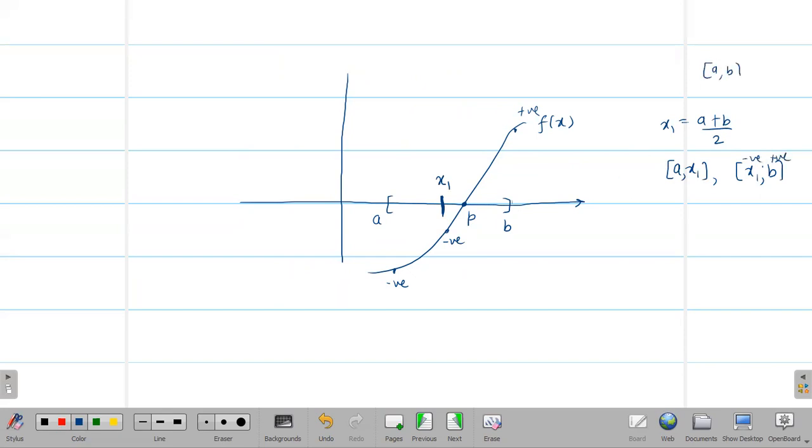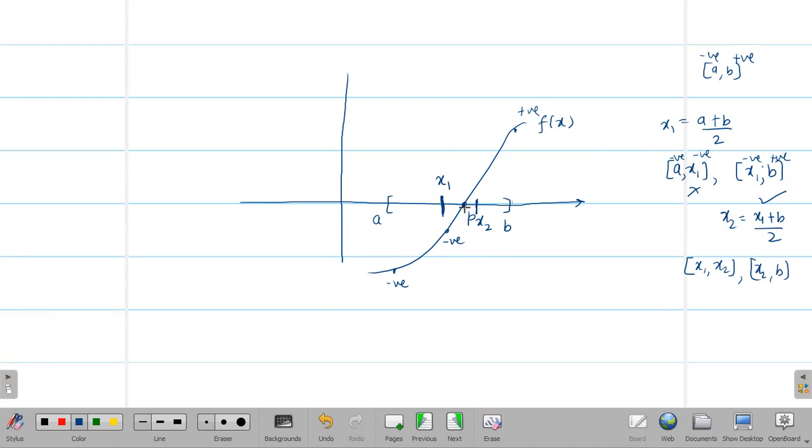For the initial interval AB, it is negative here and positive here. So now you leave this interval because it is negative here and negative here. You take this interval. Now again, bisecting this interval, x2 will be given by (x1 plus b) by 2, the midpoint of this interval. So that is x2. Now again you are getting two subintervals, x1 x2, then x2 b.